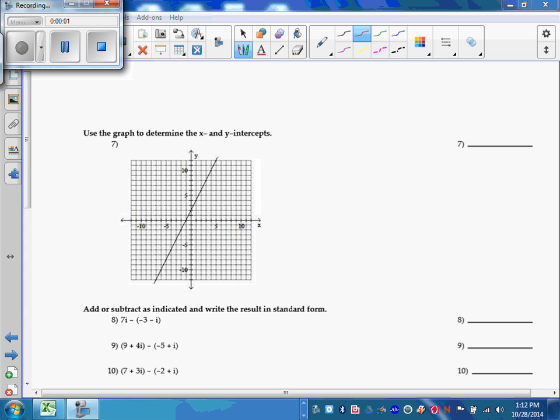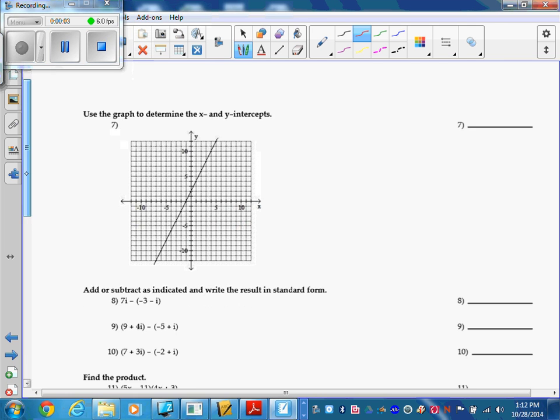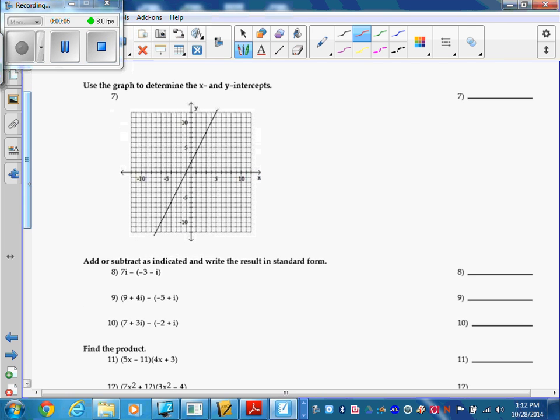Part 2 of the study guide. It says use the graph to determine the x and y intercepts. So just to review, the x and y intercepts are where you cross the x-axis. So the x-intercept is there and the y-intercept is there. And so we just need to count.